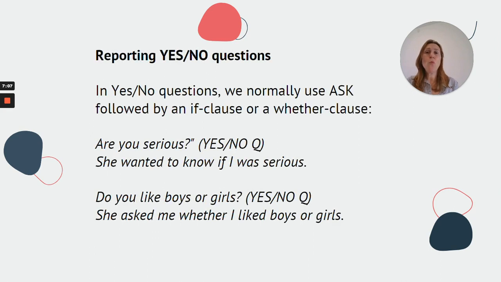However, when reporting yes-no questions, we normally use asked followed by an "if" clause or a "whether" clause. So, "Are you serious?" She wanted to know if I was serious. Or if you have two options, "Do you like boys or girls?" She asked me whether I liked boys or girls. So we use "whether" when there are two options.